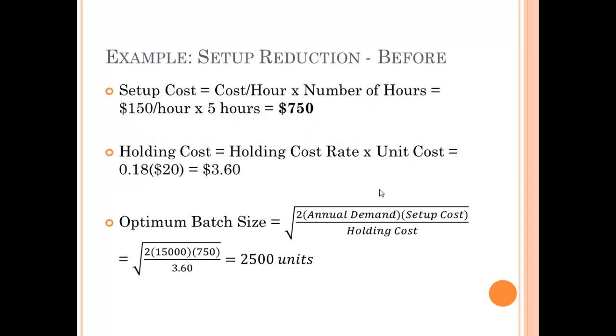All right, so let's look at before. The setup cost is the cost per hour times the number of hours. So that's 150 times 5, that's equal to 750. The holding cost, okay, is the holding cost rate times the unit cost. So we do 18% times 20 equals $3.60. So to find our optimum batch size, we do 2 times the annual demand, that was 1,500, times the setup cost, we found that to be 750, divided by the holding cost, 3.60. We take the square root of that and get 2,500 units.